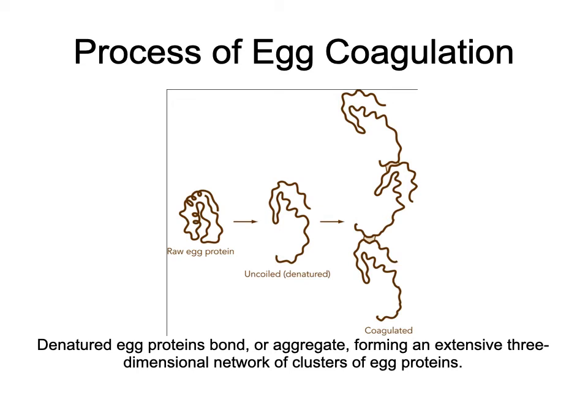A raw egg protein is rather curled up. It starts to uncoil and denature. And then as denatured proteins start finding each other in a mixture, they will start to bond when they're heated. So it forms an extensive three-dimensional network of protein. And that's what makes eggs special. But as I say, that protein can start bonding very quickly and can sometimes get out of control. So we have to be careful about how we handle eggs.